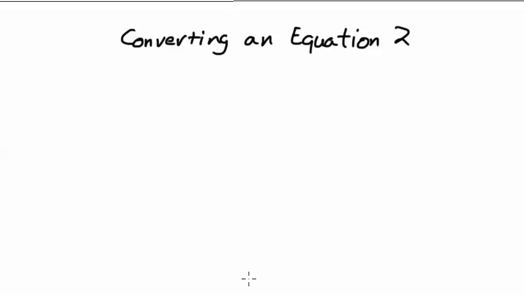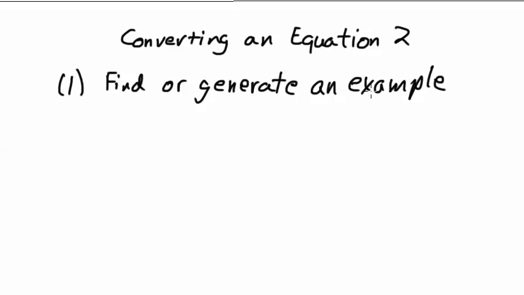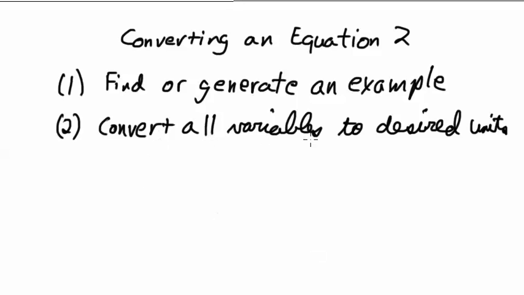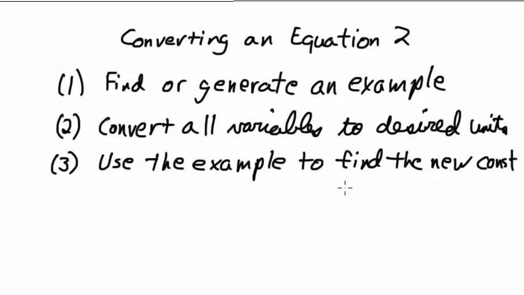I have a three-step process for converting an equation to different units. The first step is to find or generate an example. The second step is to convert all the variables to the desired units. And the third step is to use the example to find the new constant.